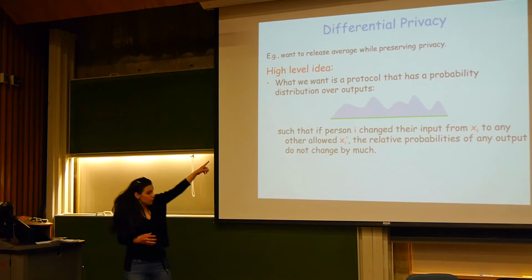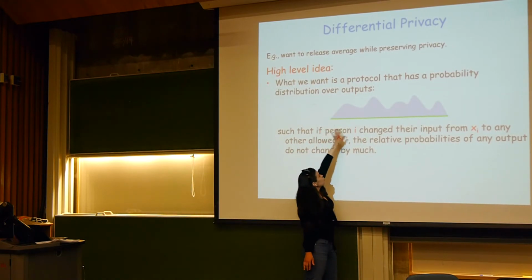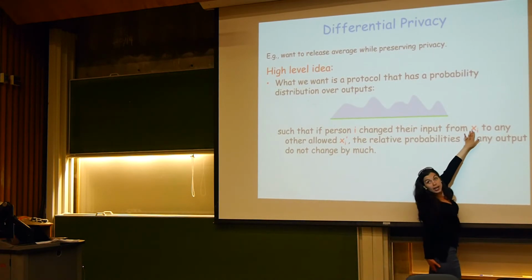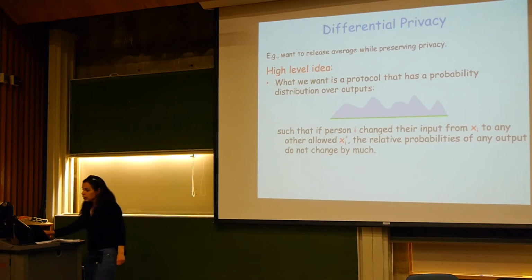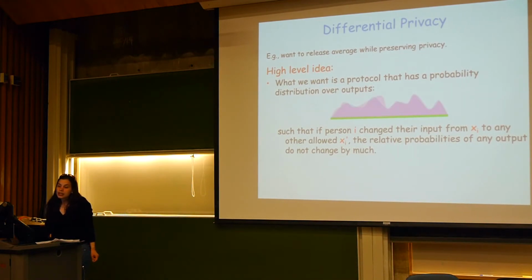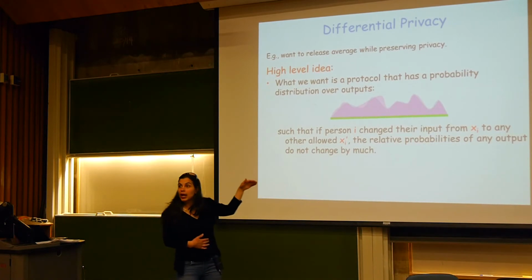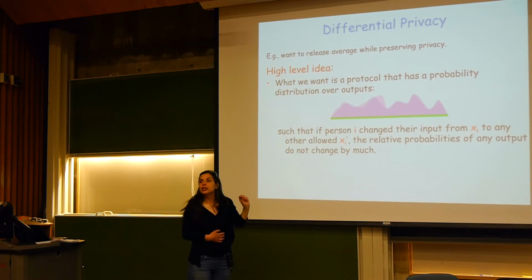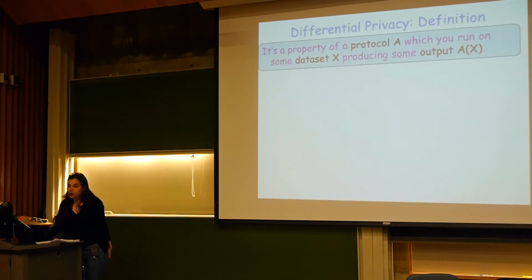Imagine that this was the distribution output by the mechanism if person i had as input xi, feature xi, say one feature for now. And we say that it's differentially private if our person changes its input from xi to xi prime, then basically the relative probabilities of any output did not change by too much. So in other words, these histograms look pretty much similar. That's what differential privacy does for us.